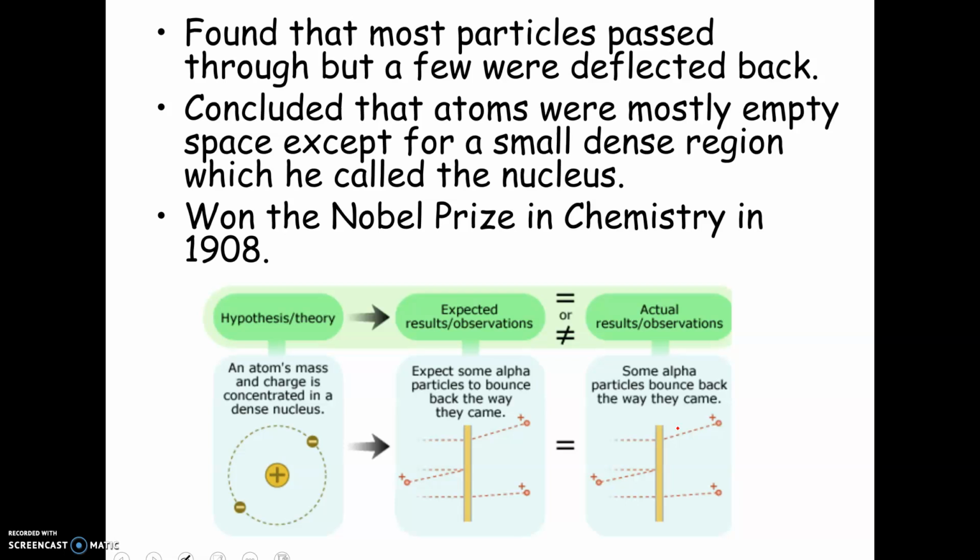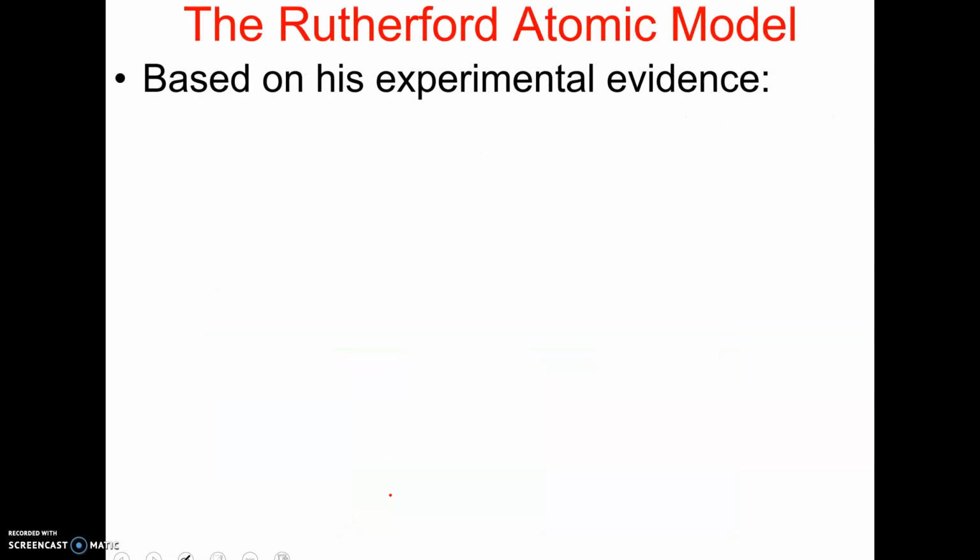And if you look at this hypothesis, so here instead, let's think there's a dense nucleus in the middle. Now, most of the beams would go straight through. If they came really close to this nucleus, they would get deflected. And if they hit the nucleus, they would actually bounce back. And that matched what he saw. And he also won the Nobel Prize in chemistry in 1908 for his work.